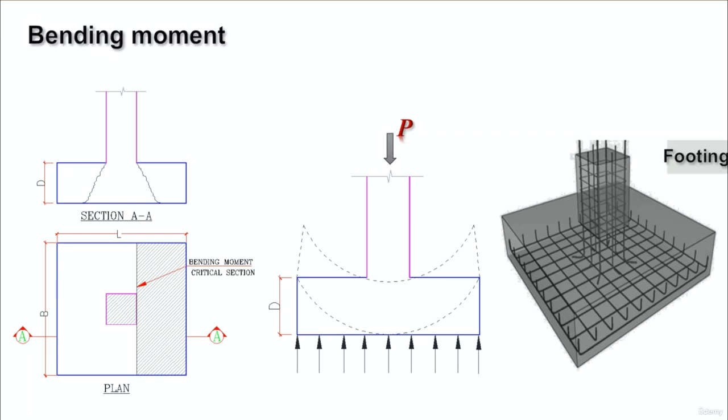Next one is bending moment. The critical section for bending moment is at the face of the column. So this you have to remember. Critical section for bending moment is located at the face of the column. So here the question comes, why is the critical section at the face of the column?